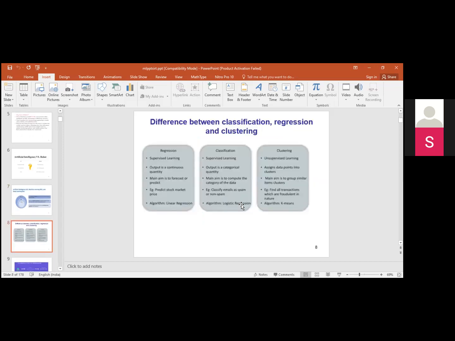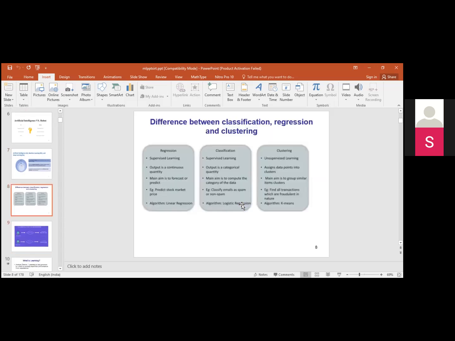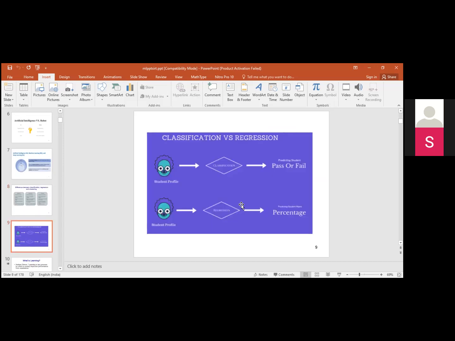So basically, what does any artificial intelligence, machine learning or deep learning algorithm do? It does three types of work: regression, classification, and clustering. So what is regression, what is classification, and what is clustering? It is a very important point. It does three types of work: one is regression, one is classification, and one is clustering. So understand the basic difference between them.